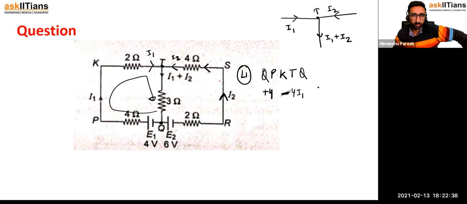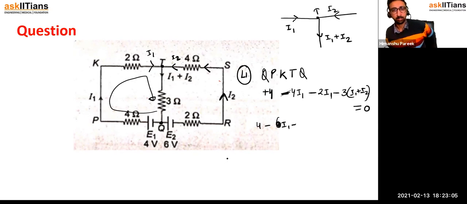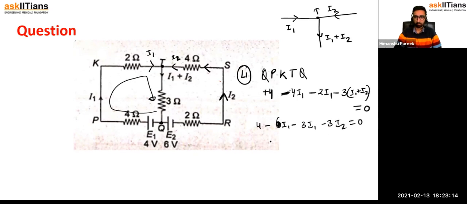Then from P to K, nothing. From K to T, minus 2I1. Then from T to Q, minus 3 times IR, where the current is I1 plus I2, and the sum is equal to 0. Let us simplify this. 4 minus 4I1 minus 2I1, this is 6I1. And then minus 3I1 minus 3I2 equal to 0. So 4 minus 9I1 minus 3I2 equal to 0.